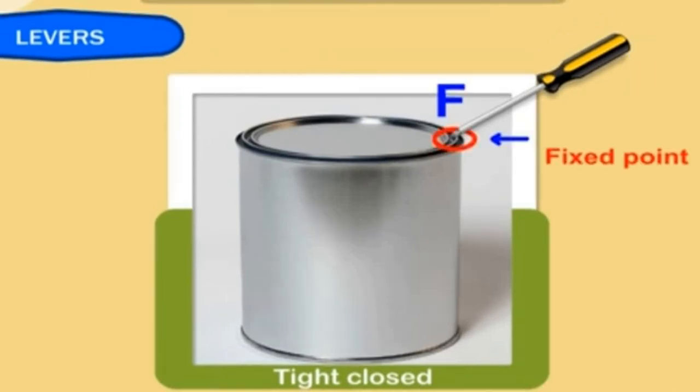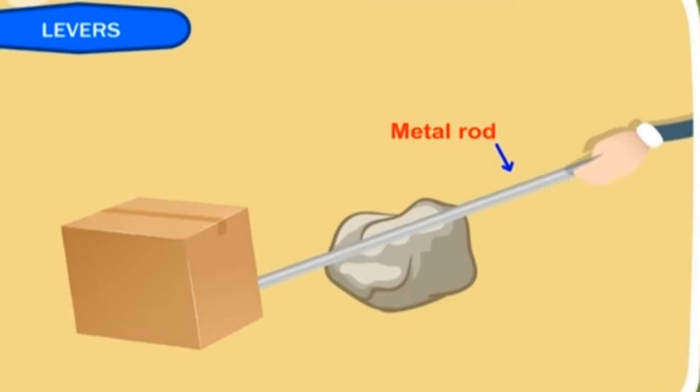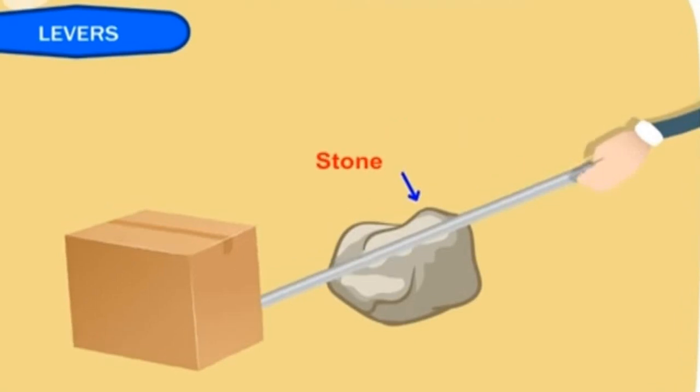A lever is a bar which moves freely about a fixed point. This fixed point is known as fulcrum. We represent this by F. We use a long metal rod and stone for lifting a heavy load.